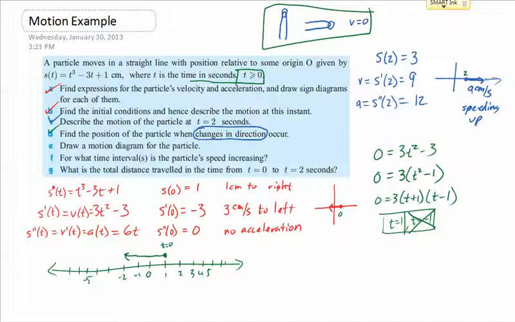At t equals 1, if I were to put 1 in here, 1 cubed would be 1, minus 3 would be 1 minus 3 is negative 2, plus 1 is negative 1. So at t equals 1, I would be here. And remember, at 1, I'm changing direction, which means that I'm not moving at that point. And so then I would have t equals 2, and at t equals 2, we already said we were at 3.